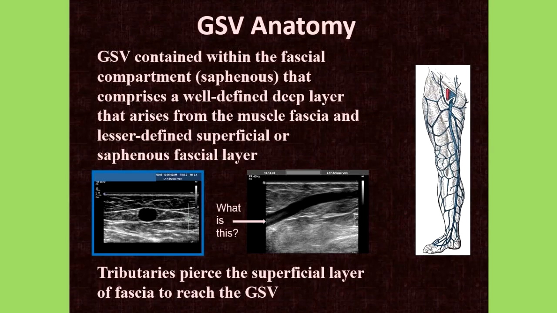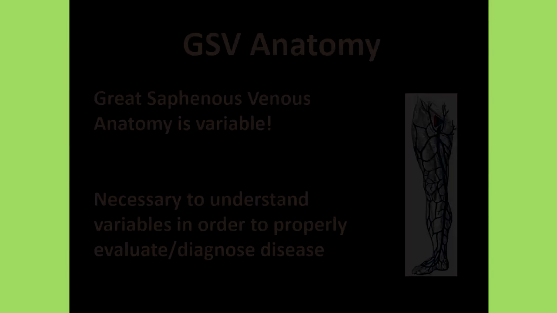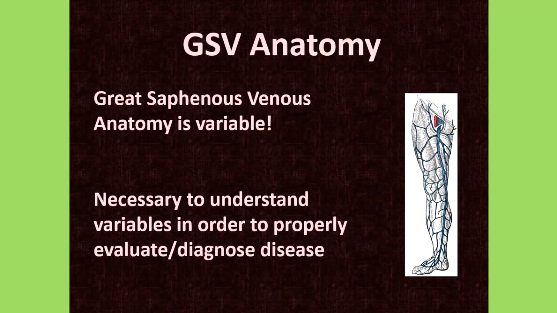I noticed on this image that there appears to be what looks like a clot in that great saphenous vein. That is not a clot. That's artifact. It looks like a clot. The great saphenous vein anatomy is quite variable, and it's necessary to understand these variabilities in order to properly evaluate and diagnose, which is going to directly lead to much better treatment modality.